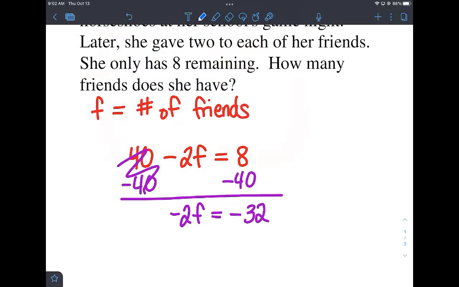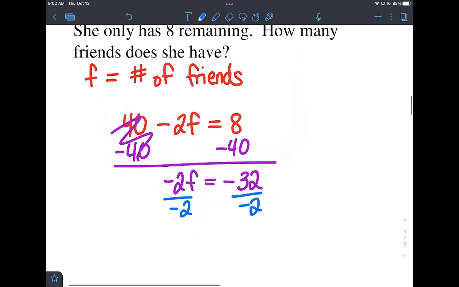So we're going to divide by negative 2. We're going to divide by negative 2. You guys staying after class to finish this? Didn't think so. What's a negative divided by a negative? Positive, and 32 divided by 2 is?